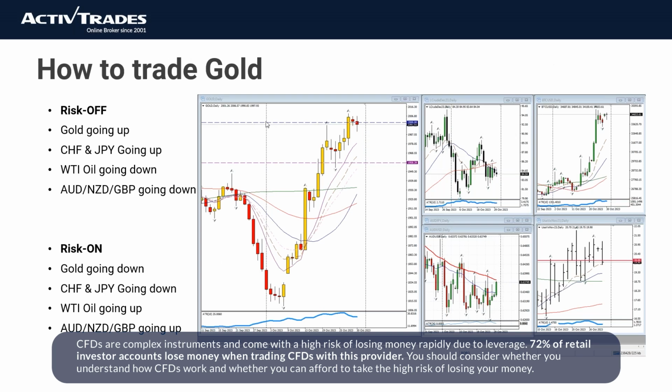So, if we're going to look at how to trade gold, one of the first things we've talked about in the past is understanding context, the overall context of the market. And one of the best ways that new traders can get a grasp of the sentiment underlying the market is to understand whether we are in a risk-off environment or a risk-on environment.